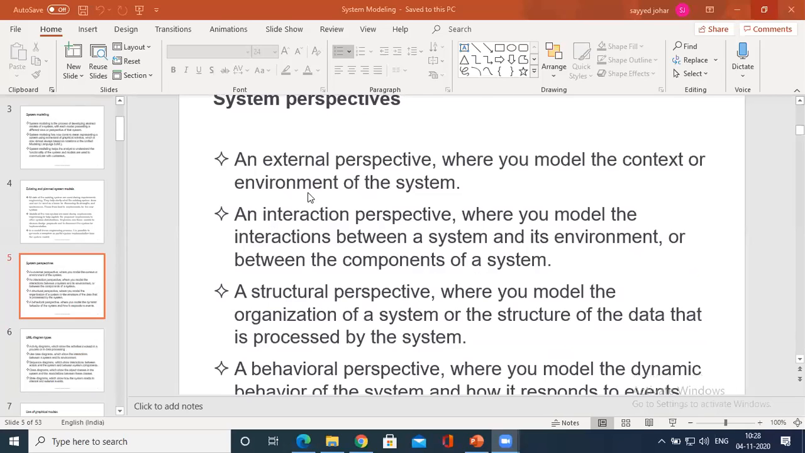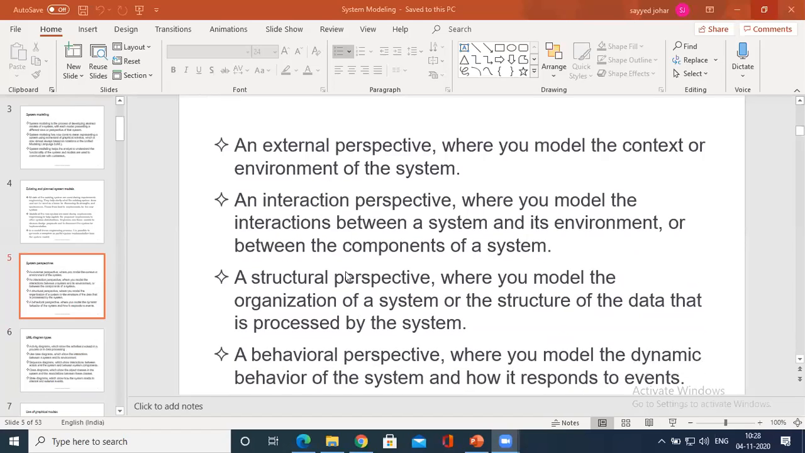Again, we need to study requirements engineering with respect to the system perspective. What is external perspective? See, what is perspective? Basically, the perception. It is a perception with which the customer views, or with which a technician or an engineer views the system. So there are many perspectives. One is an external perspective. So what is an external perspective? Where you model the context. What is context? This is what our model is, the environment of the system.